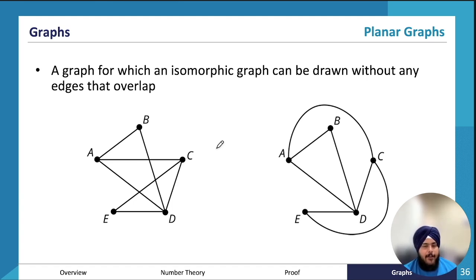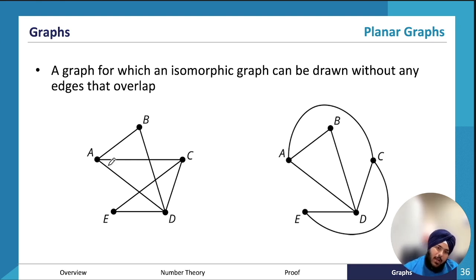Okay, so now we have planar graphs. Planar graphs are a type of isomorphic graph that can be drawn without any edges overlapping. So basically a graph which we can redraw as an isomorphic graph where none of the edges are overlapping. Remember, from a few slides back, an isomorphic graph is a graph that has the same connections but looks a bit different. And a planar graph is basically a graph where an isomorphic graph exists where the edges do not overlap.